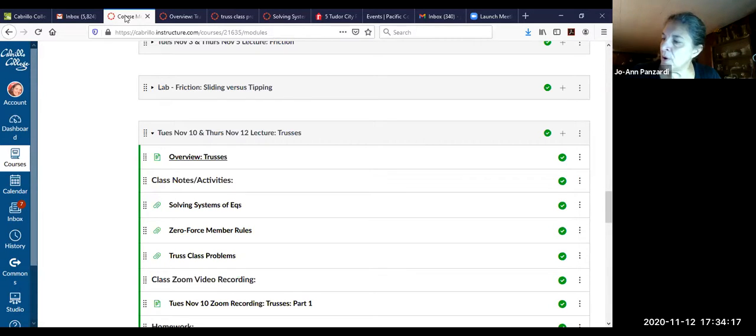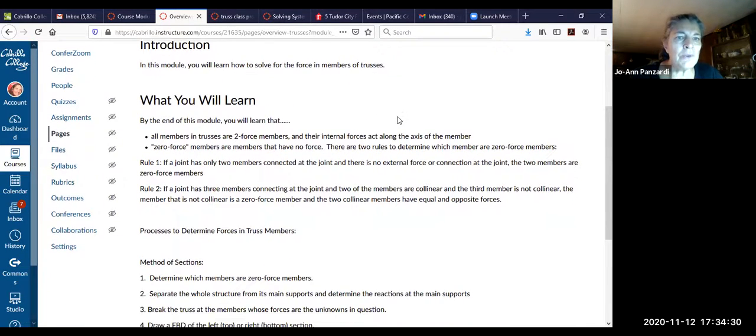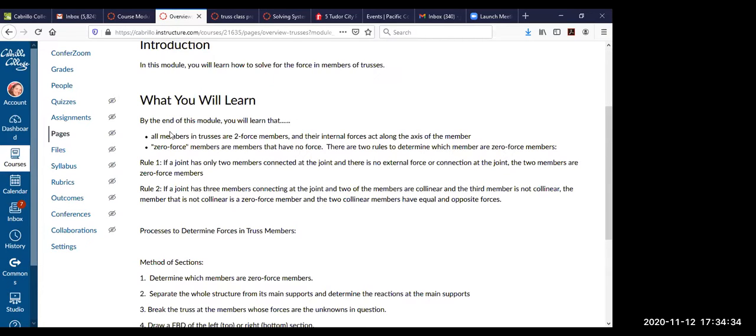Okay, so I'm going back to the course module now, and I'm looking at the overview of trusses, and I'm just pulling it up here because I already opened it. So in this module, you learn how to solve for the forces in members of a truss. So let's just review what we did on Monday. By the end of this module, you will.